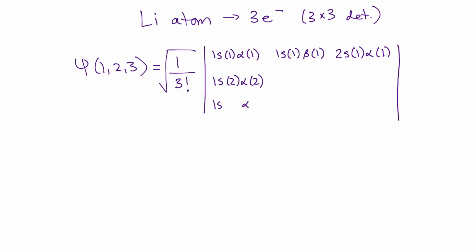Electron 3. Make sure you change your numbers. So electron 2 here. And be careful, it's easy to go on autopilot and start putting in the wrong things. But just do a final check. Once you're done, make sure all of your rows have different electron numbers in them and all of your columns have different spatial or spin orbitals in them.